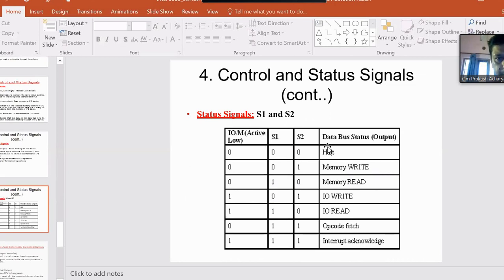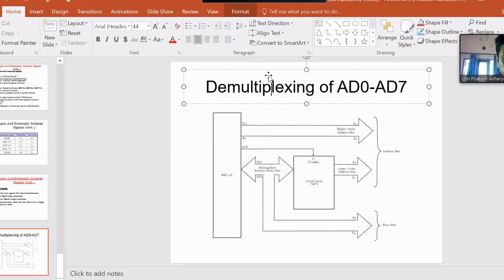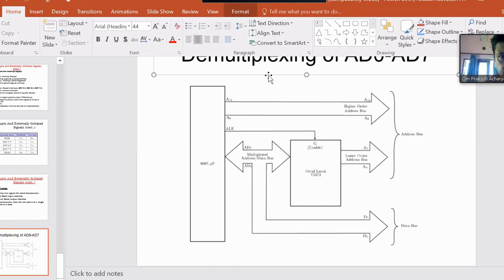Can you visualize this figure? Please look here. This is the 8085 microprocessor. A8 to A15, the higher order address bus, is available here, but AD0 to AD7 is available through a latch. This latch is controlled by an enable signal, ALE. It is one type of tri-state. What is the job of the latch? Whatever you give should be available here. Okay? What is the function of ALE?